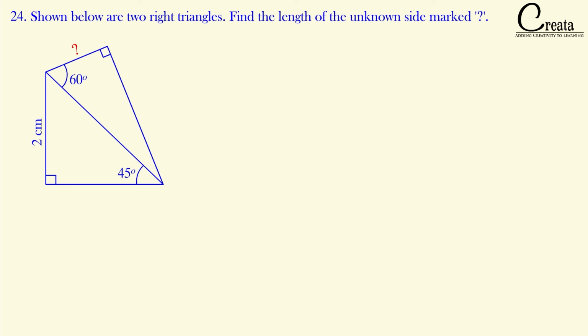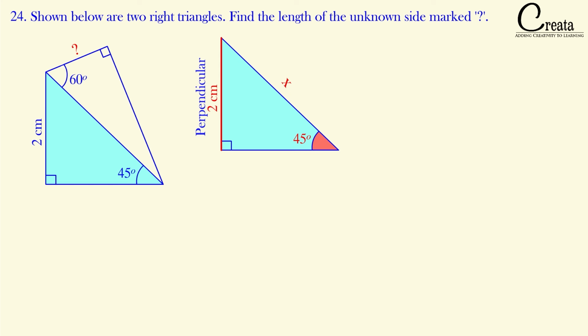So here, if we take this triangle, one side is given and one angle is given. Once we have one angle and one side, we can find anything about that triangle using the trigonometric ratios. Let's see. Here, let's name this side x just for simplicity. The first step is to find the trigonometric sides. Here, this is the trigonometric angle which is 45 degrees. So this side will be the perpendicular. Perpendicular is the side which is opposite to the trigonometric angle. So 2 centimeter is the perpendicular for this triangle.